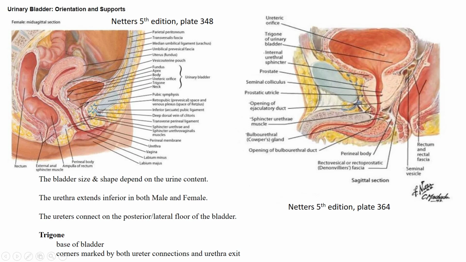This is the trigone area of the bladder here in the posterior section, and the ureters come in here and attach on the posterior side of the bladder in the trigone area, and then the urethra comes down here. In the female, the urethra is a little bit shorter. In the male, of course, you have a much longer urethra here on the right.